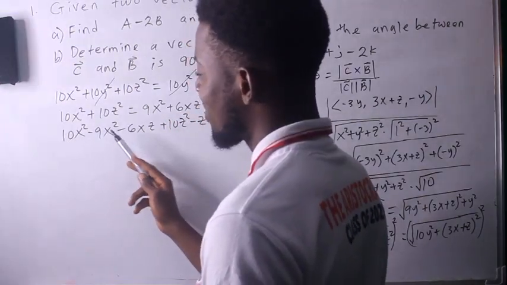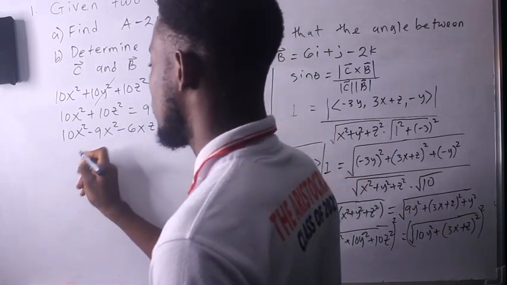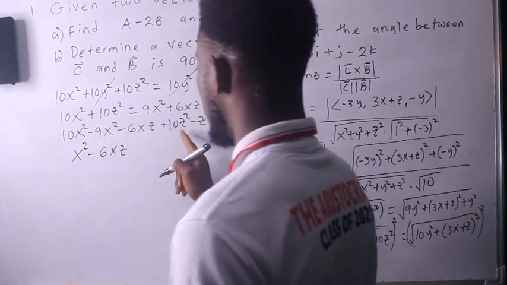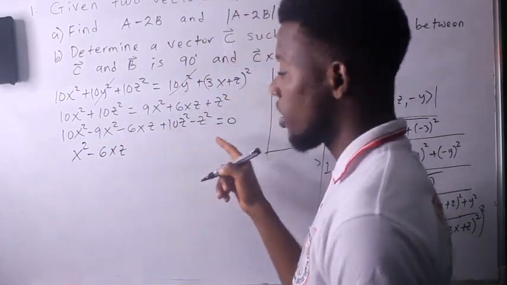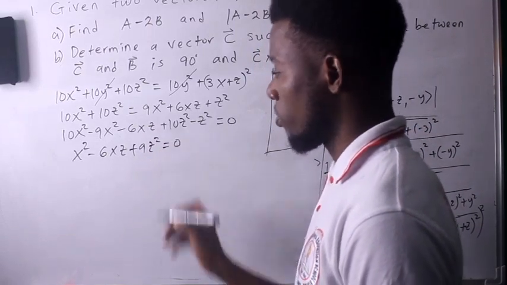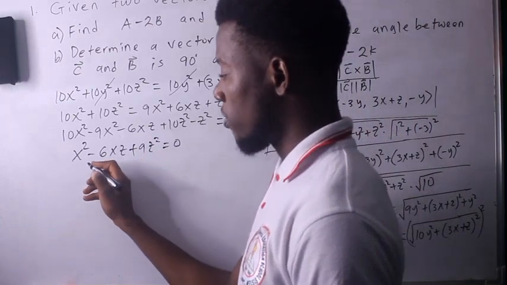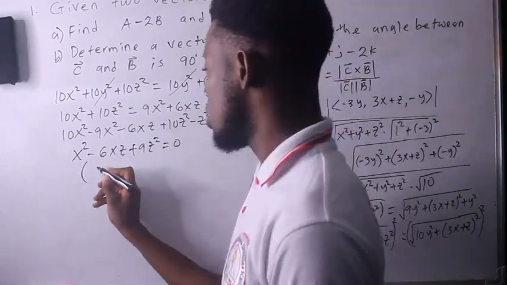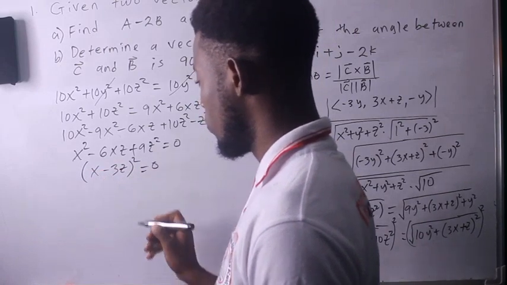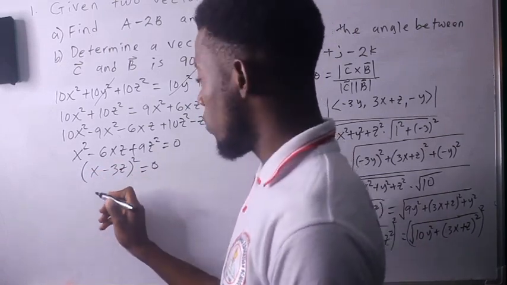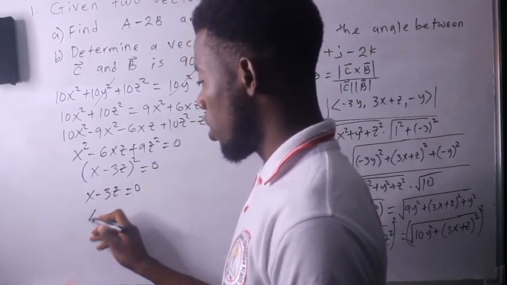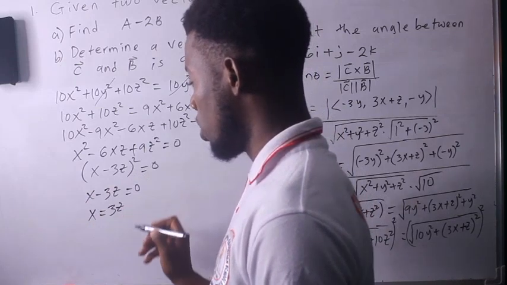So 10x squared minus 9x squared is just x squared. x squared minus 6xz. 10z squared minus z squared is 9z squared equals 0. Now this is a perfect square binomial. This is x minus 3z all squared equal to 0. And we take the square root on both sides. We have x minus 3z equal to 0. Send it across. x is equal to 3z.